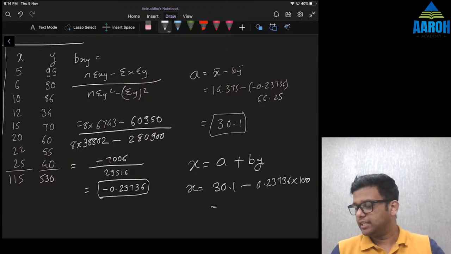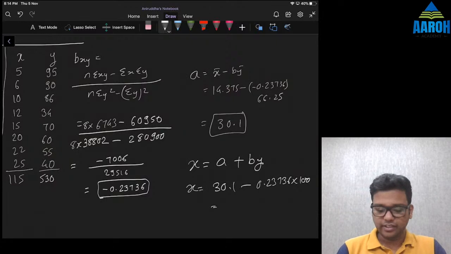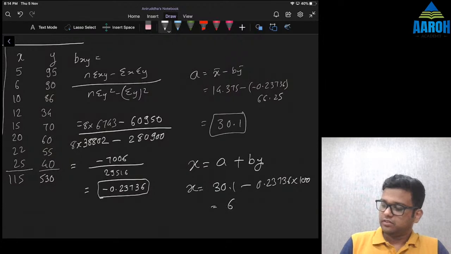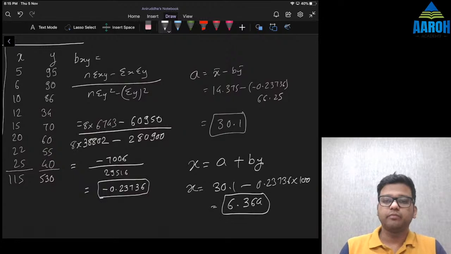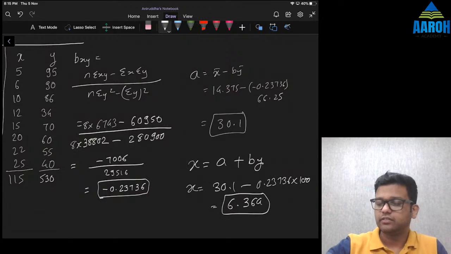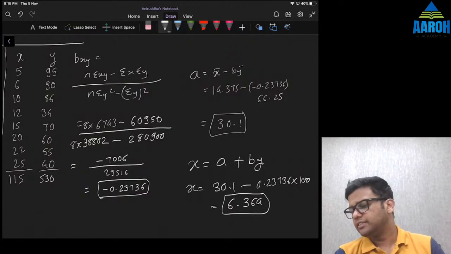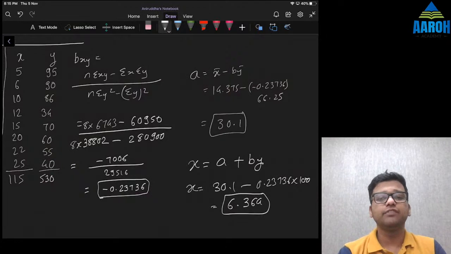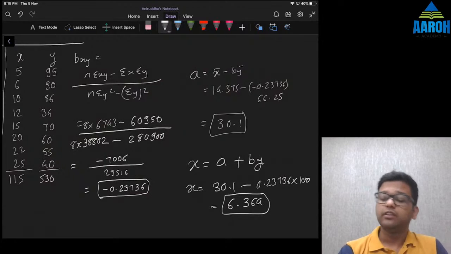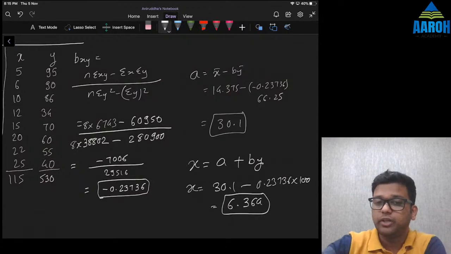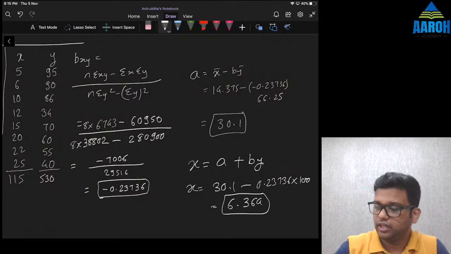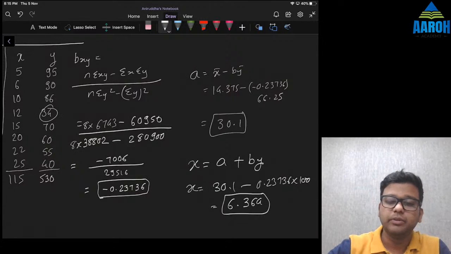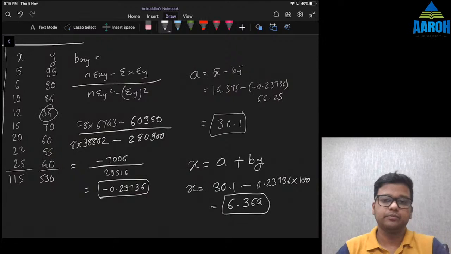Not coming to be less than 5, but near 5, right? 6.364. It is very close to 5. Correct, Sanika, Vishwajit. The final answer is coming to be close to 5. It should have been less than 5, but seems like the negative correlation is not that strong because of this 34. This 34 has come in between, right? That is why.